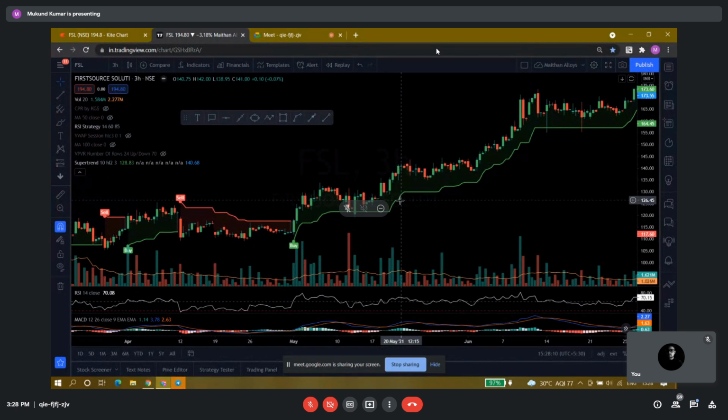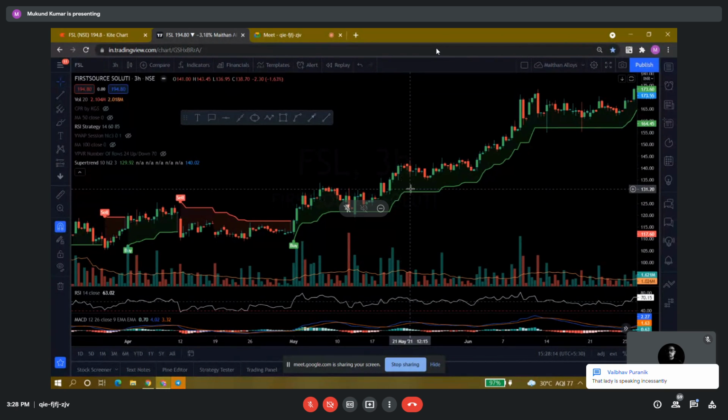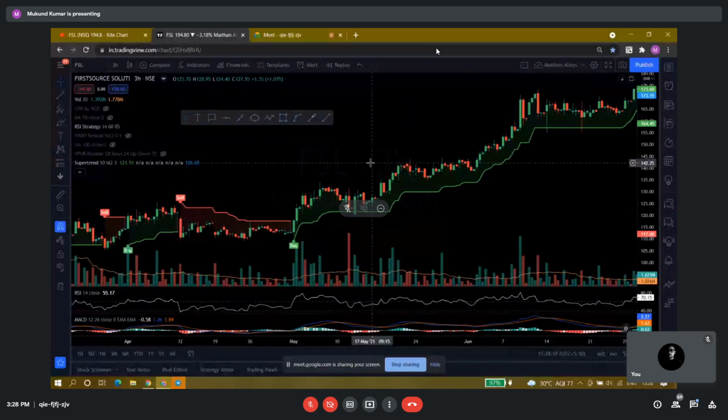Any other query? One other thing: does volume play any role for this? Obviously, volume plays a very crucial role. For example, now simply see this chart. You are seeing this continuously.